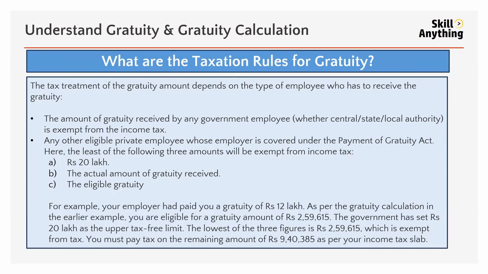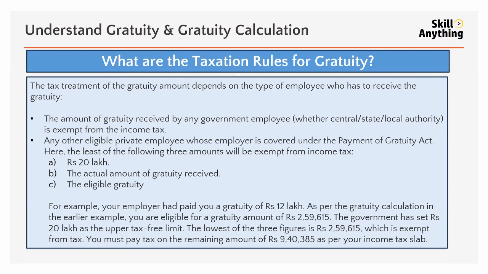And what are the taxation rules of gratuity? There are 3 treatments for the taxation rule. The exemption of income tax is rupees 20 lakh, the actual amount of gratuity received, and the eligible gratuity. The least of these 3 amounts will be exempted from income tax.